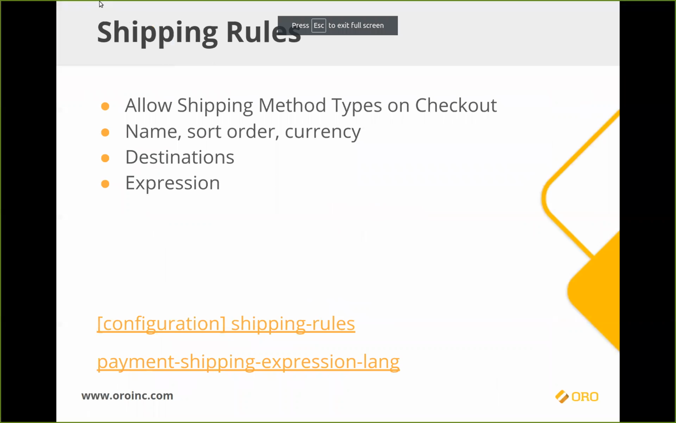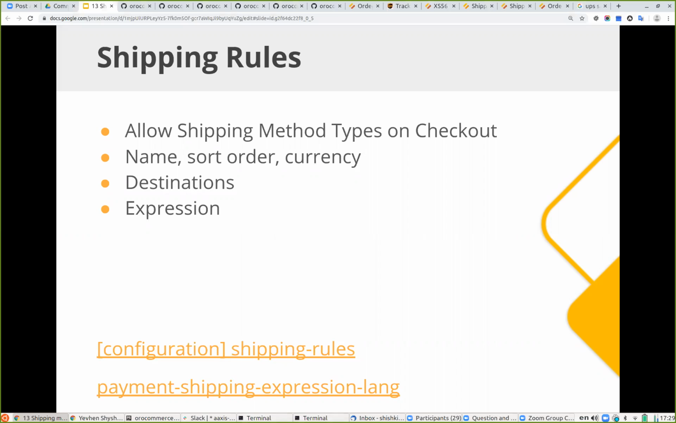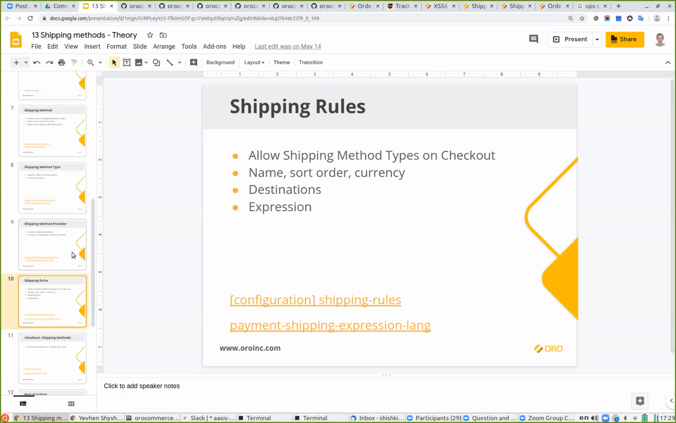And now the shipping rules. Shipping rules work pretty much the same way they work for the payment methods. So you can also specify name, sort order, currency. You can also use destinations. However, these will be shipping destinations, not payment destinations. You can use expressions. And one more thing, for some methods, you can also specify prices or additional values, like, for example, handling fee or packing fee.